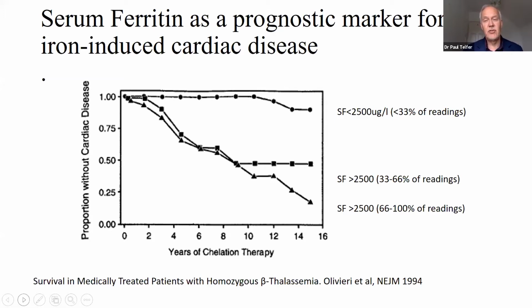So a level of 2,500 is really too high, and most would now consider a level of 1,000 or somewhere between 500 and 1,000 micrograms per litre as, say, a more appropriate and achievable target for maintaining the serum ferritin to protect against cardiac disease and for other complications of thalassaemia in the longer term. And a level of 2,000, 2,500 is really too high. Next slide, please.